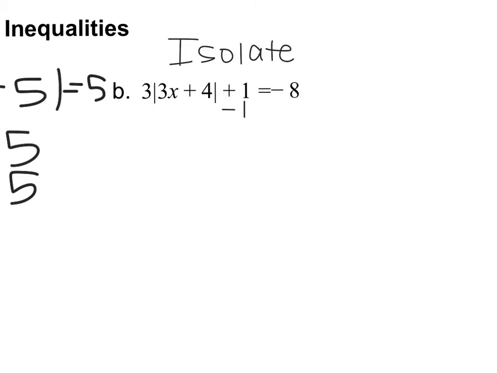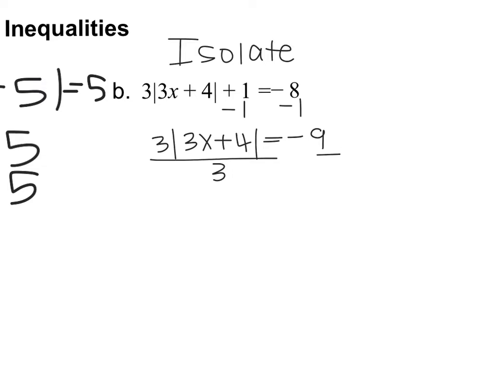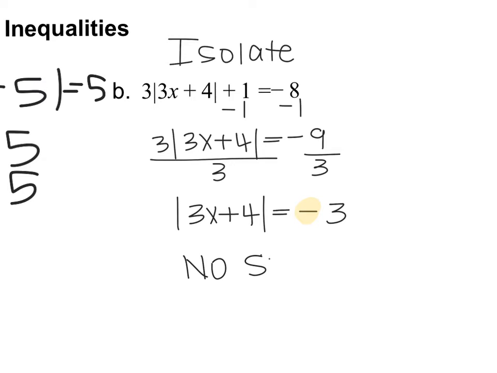So the first thing we want to do is subtract 1 from both sides. So we have 3 times the absolute value of 3x plus 4 equals negative 9. Then we're going to divide both sides by 3. So we end up with the absolute value of 3x plus 4 equals negative 3. Now that we've isolated the absolute value, we see that it's still equal to a negative number. And because it's still equal to a negative number after we've isolated it, there is no solution.